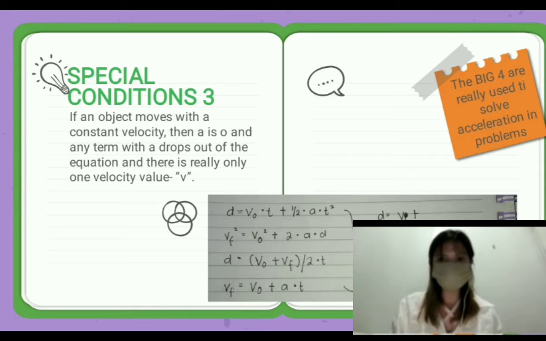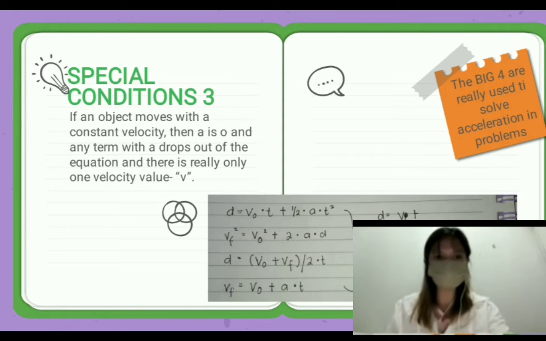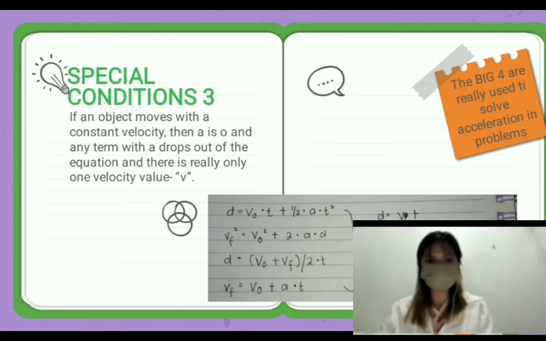These big four equations are typically not used for constant velocity problems. We just typically use d equals v times t, but we instead use these four equations for accelerating problems in which there is an acceleration, and now we get to the useful part: learning how to use the kinematic equations to solve physics problems.